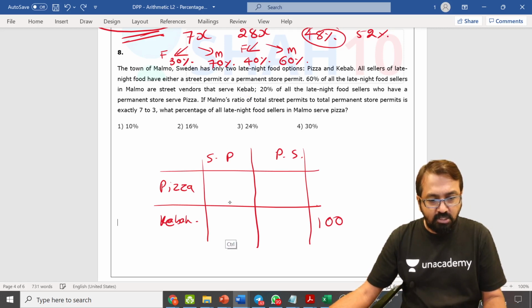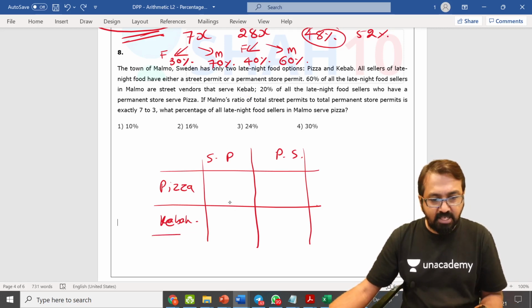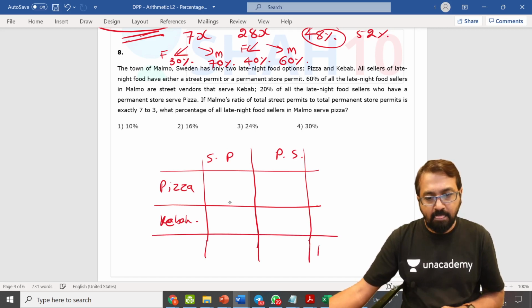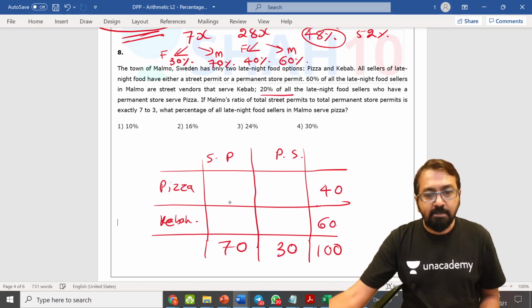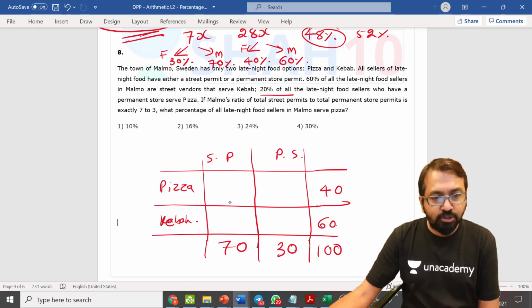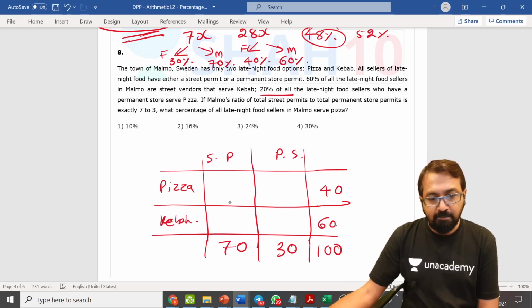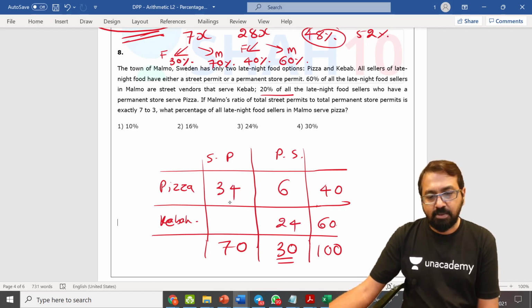Okay, I think we have wrongly written the values over here. Let me quickly correct this value, guys. Yes, 100 should be over here, right? And this will be 70, this will be 30, and 60% serve kebabs. So remaining 40 serve pizza. Okay, 20% of all the late night food sellers who have permanent stores serve pizza. So this will come out to be 6. So this should be 34. Now it will be very easy for you to plug in the other values. This is 24. So this will come out to be 36. Right. And total will come out to be 70.